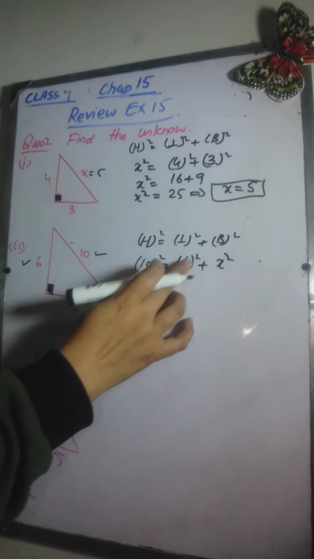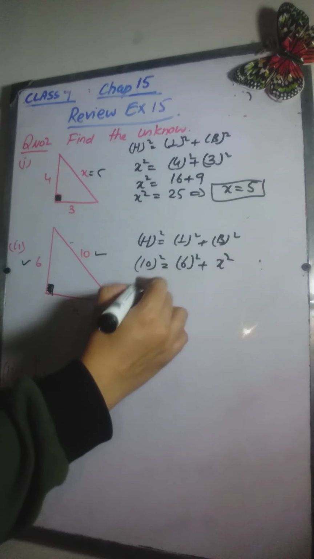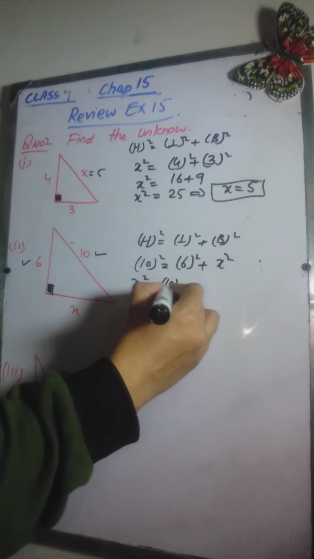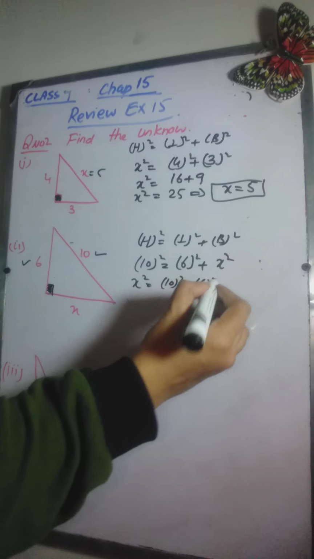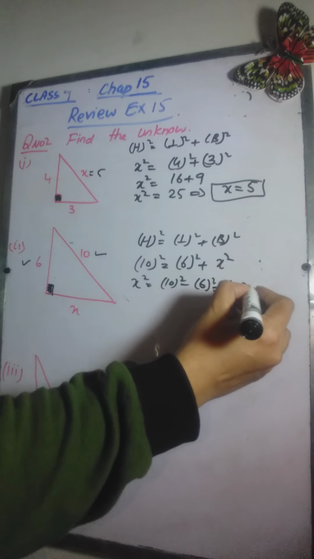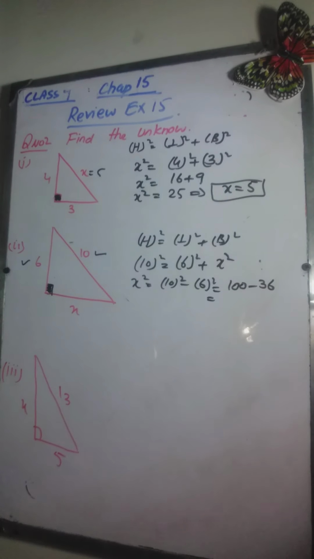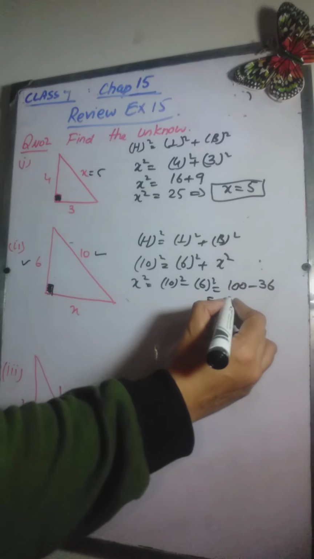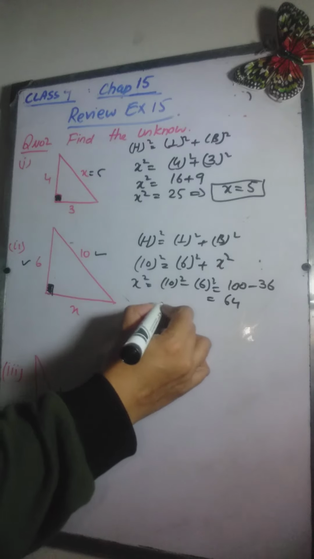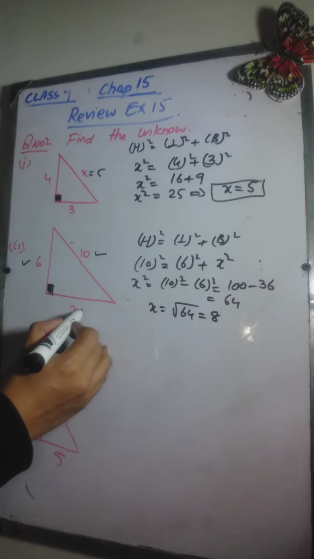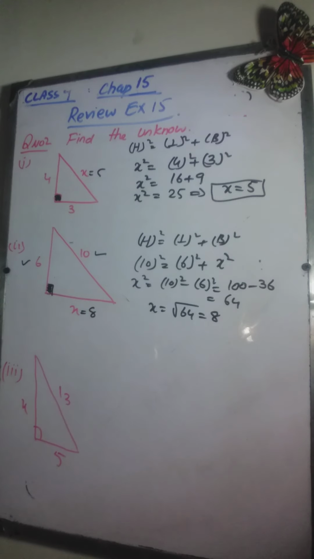To find x square, we have to shift this 36 towards the left hand side. So x square will be 10 square minus 6 square, that is 100 minus 36, which is, I think, 64. Let me check it. Yes, it's 64. So x will be under root 64, which is equal to 8. So this length will be 8.